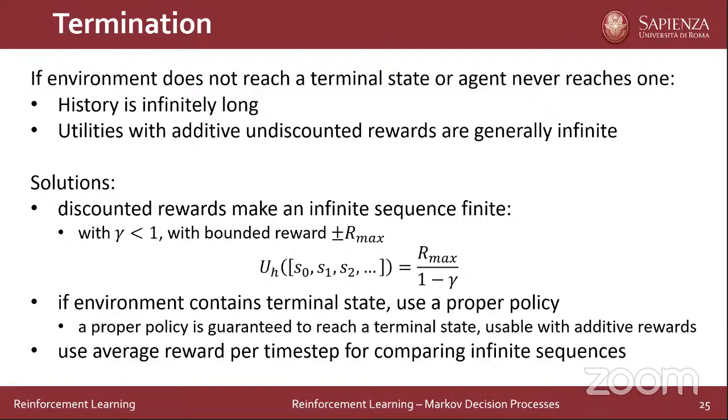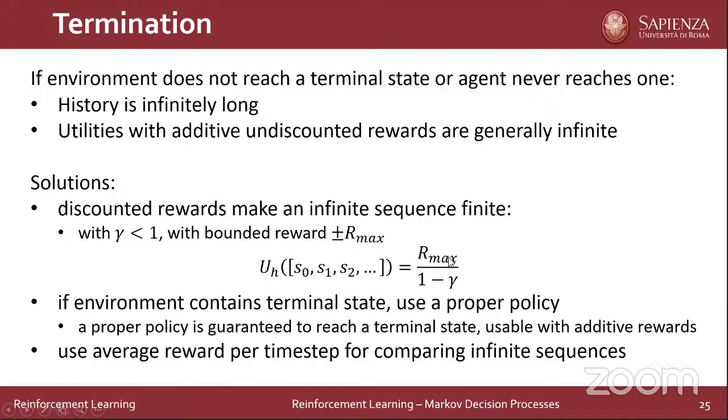We say that if you don't have a terminal state, then you have infinite trajectories and you'll have infinite returns if you don't use the discount factor, which is gamma. When you have infinite sequences, you try to make them finite by using gamma smaller than 1, and you use bounded rewards. So basically, this will help you in getting a correct estimation of your utility function.